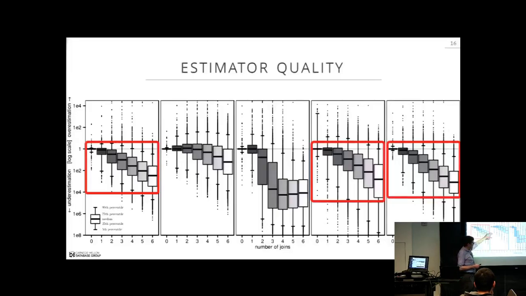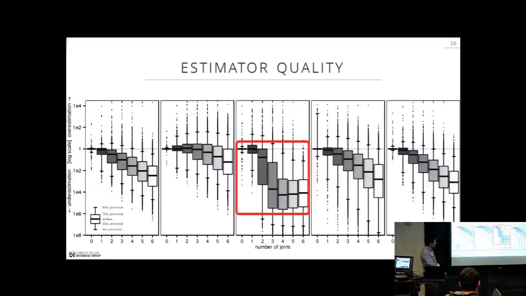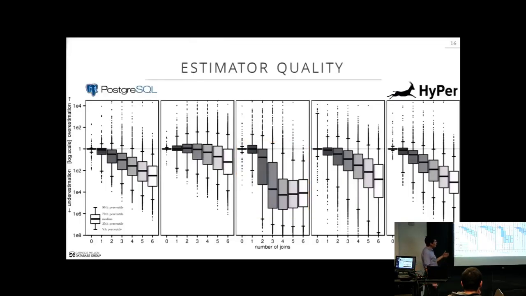The second trend we see is that for these three database systems here, they all degrade in the same way as you increase the number of joins, evenly going from one join size to the next. This one here does a little worse than the other ones, but they all look roughly the same. And then you've got this one in the middle where, even after three joins, the variance in its correctness is just way off, and it does worse than all the other ones.